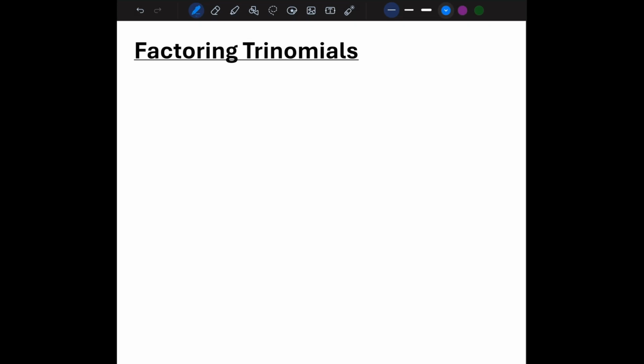In this lesson, we're going to be talking about factoring trinomials. So let's say we had (x + 2)(x + 3), these two binomials, and I wanted you to multiply them together. I would do x times x, which gives me x squared, and then x times 3 would be 3x, and then 2 times x would be 2x, and then 2 times 3 is 6.